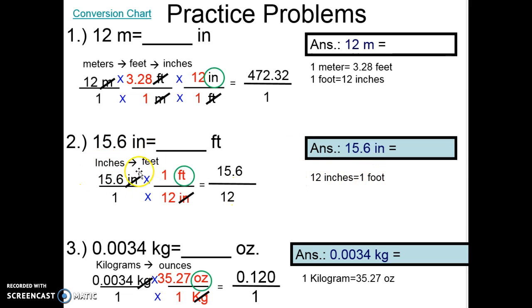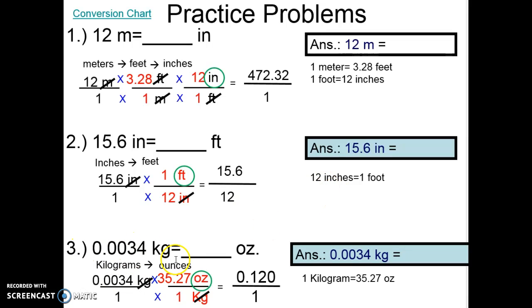Okay, so you start off again with the information you know, 15.6 inches, you put that over 1. Whatever unit was at the top now goes at the bottom. So inches was at the top here, inches is now going to be at the bottom, and I was going from inches to feet, so feet's at the top. And then I just fill in my numbers. 12 inches equals 1 foot. You cancel your units out, so inches units cancel out. You multiply across the top. 15.6 times 1 is 15.6. 1 times 12 is 12. You divide 15.6 divided by 12, and you get your answer.